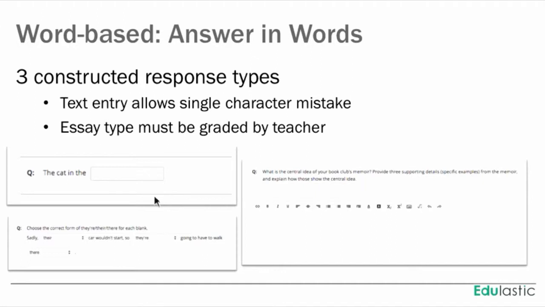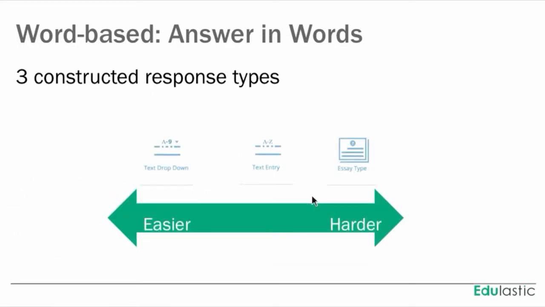The second type is word-based. So if you want the student to answer in words, there's 3 constructed response types and 2 literary analysis types. So the 3 constructed response types you see here, this is basically fill in the blank with text. So you can fill in the blank with text, have a drop down with text, or essay type. The essay type must be graded by the teacher. And again, these are ranged from easier to harder. So a text drop down is easier than a text entry because the student has choices from the drop down, and in text entry the student has to come up with what the answer is.